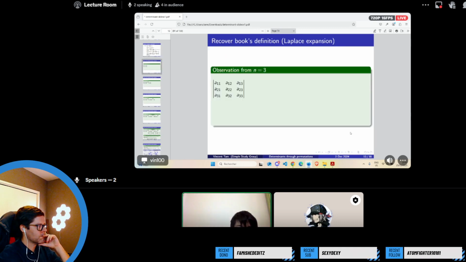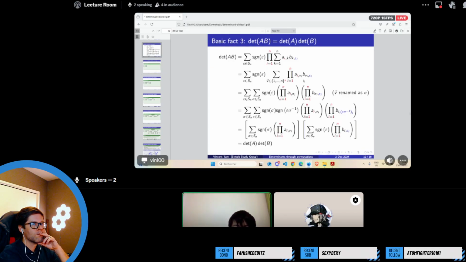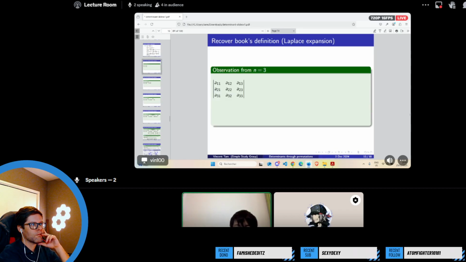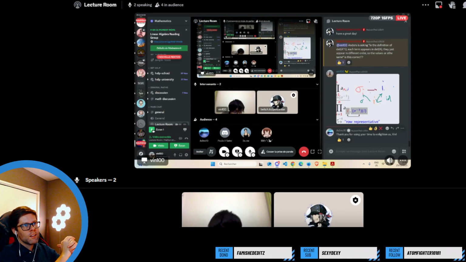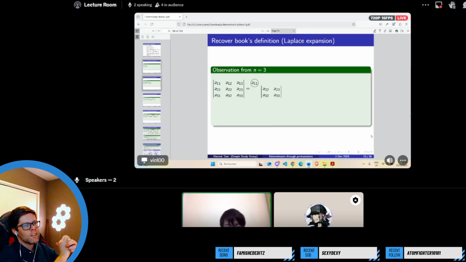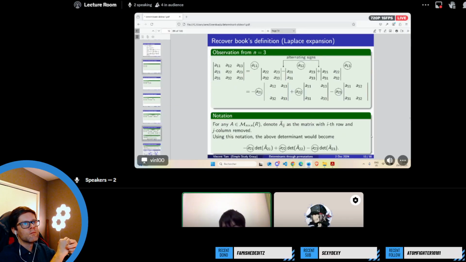Okay, so with these 3 basic facts, we will be able to recover the book's definition that is based on Laplace expansion or cofactor expansion. So we have a little observation. I hope that you are familiar with it. I'll just quickly jump through this.